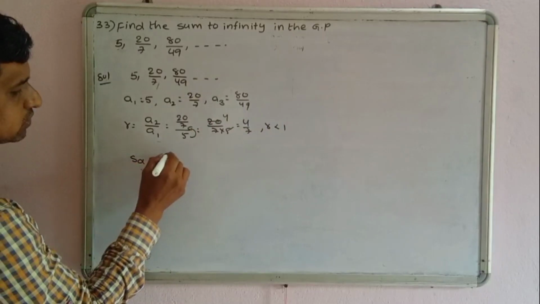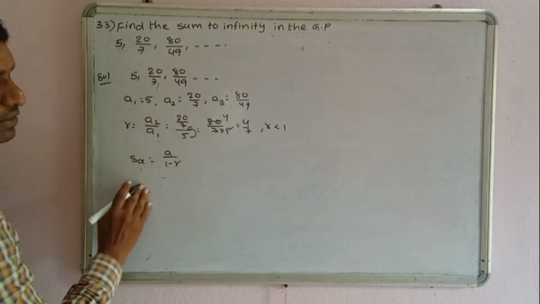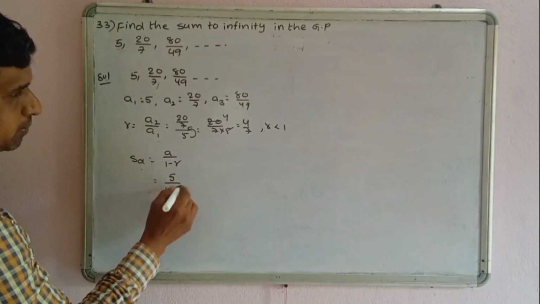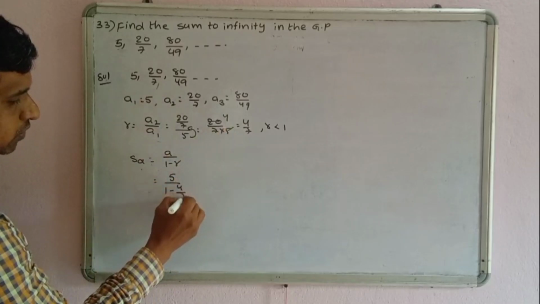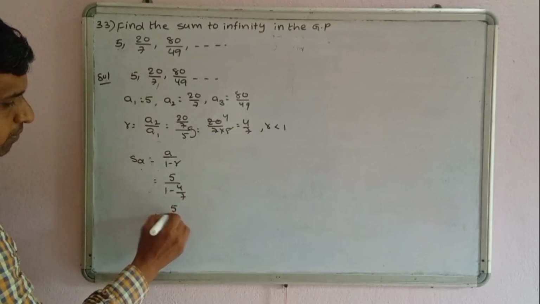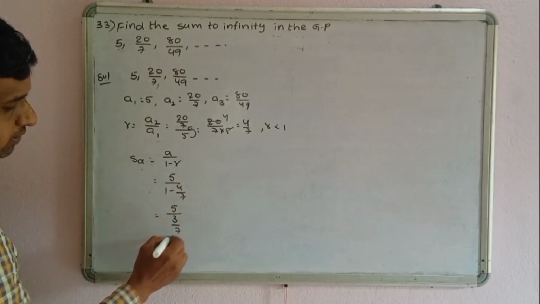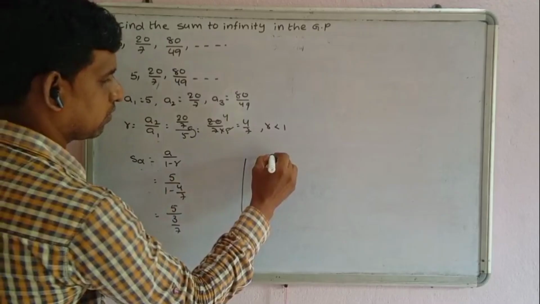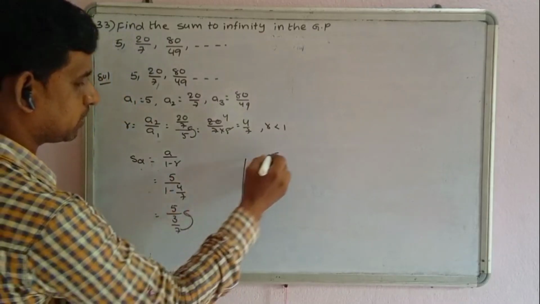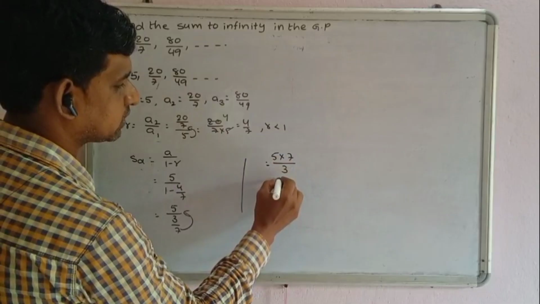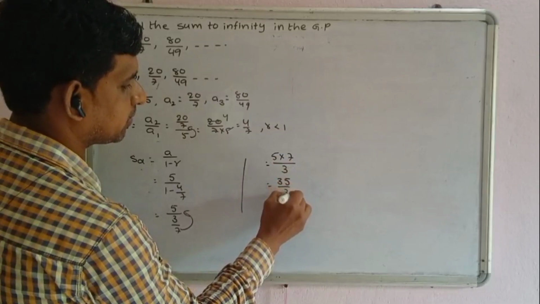So S infinity equals a by 1 minus r. What is the value of a? 5 by 1 minus r, the value 4/7. So 5 by, 7 ones are 7, 7 minus 4 is 3/7. That equals 5, which we transpose to the numerator: 5 times 7 by 3. 5 times 7 is 35, so the answer is 35/3.